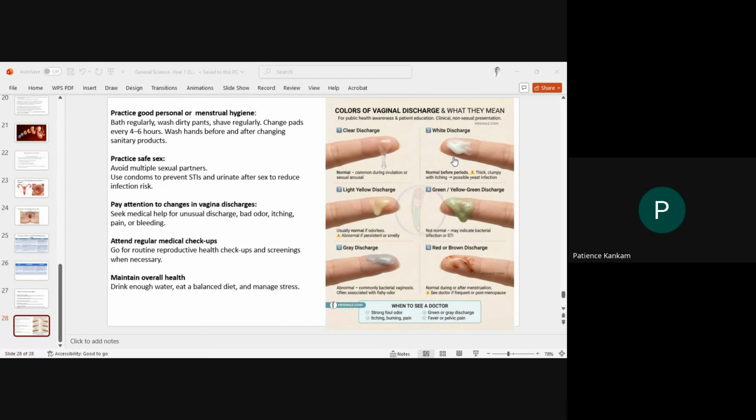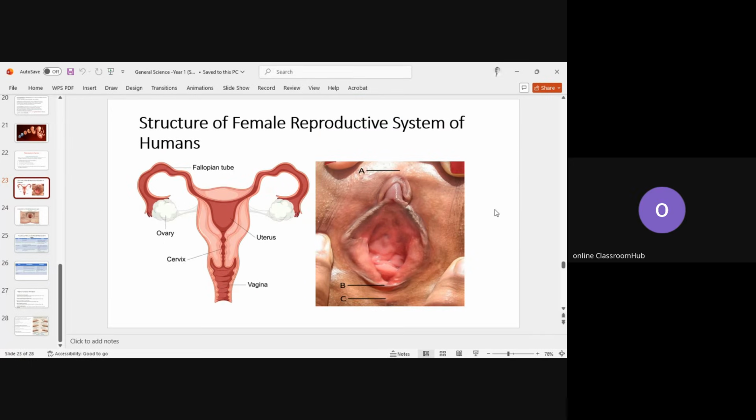Sir, please. Yes. Go on. Sir, please, what's the structure of the vagina? The structure. This is the structure. Can you see? In fact, this part is the internal, and this one is the external. So this is the external structure. It's like this. Can you see my camera?